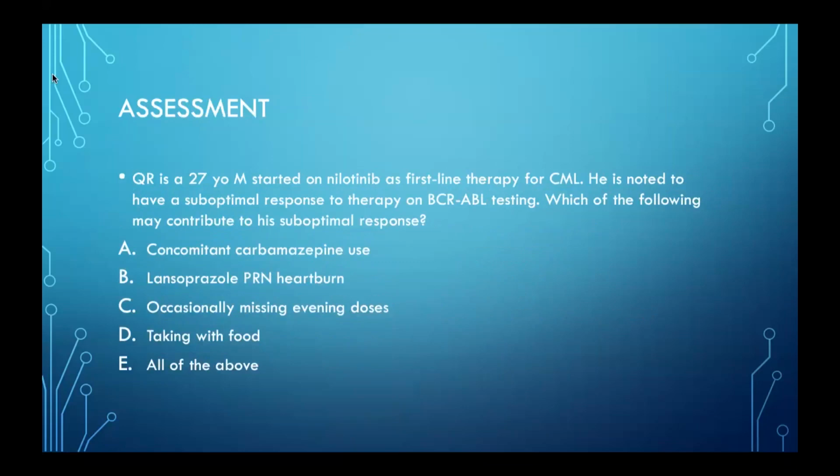So that brings us to our assessment question. QR is a 27-year-old male, started on nilotinib as first-line therapy for CML. He is noted to have a suboptimal response to therapy on BCR-ABL testing. Which of the following may contribute to a suboptimal response? I'll read through the responses, and then if you could just put answers in the chat, it would be appreciated. And so is it A, concomitant carbamazepine use, B, using lansoprazole as needed for heartburn, C, occasionally missing evening doses, or D, taking with food, or is it E, all of the above?